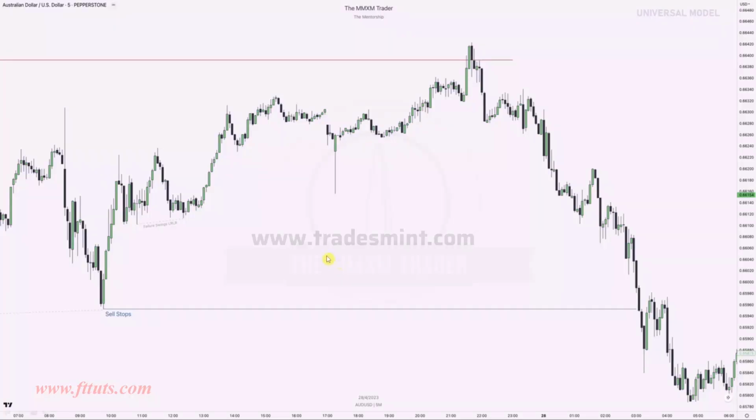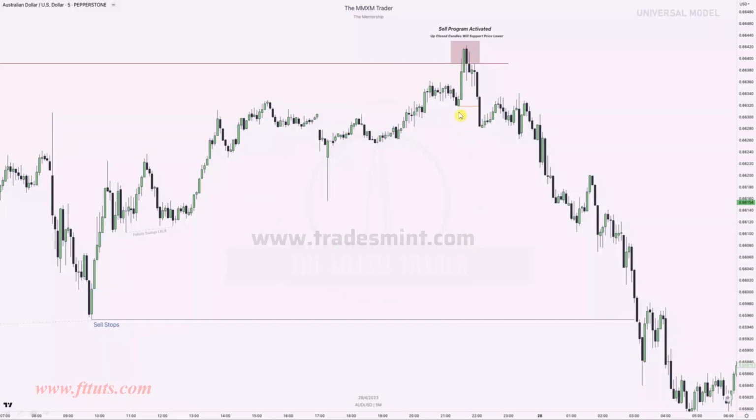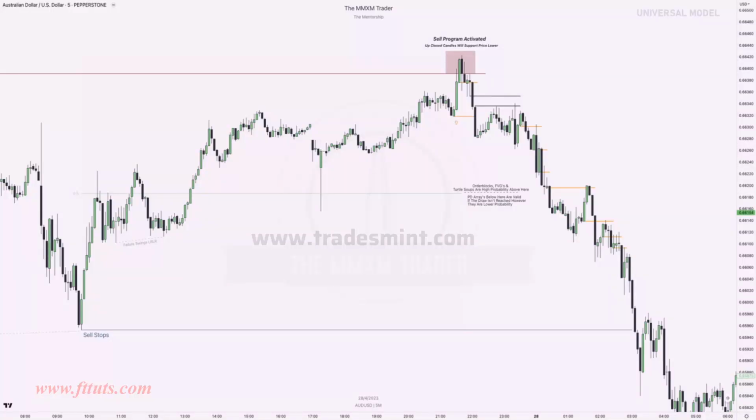So over here, 5 minute time frame, we wait for a break of structure, right? Important. So break of structure happens down here. Sell program has been activated because we took out that external range liquidity, right? So all up close candles should now act as a resistance and support price down lower. Order blocks, fair value gaps, and turtle soups are high probability above here, right? Above this area, because why?